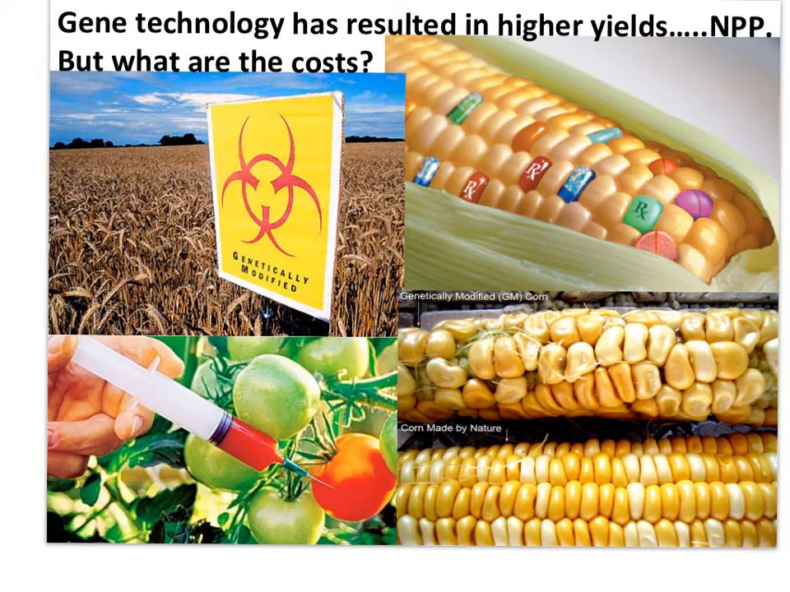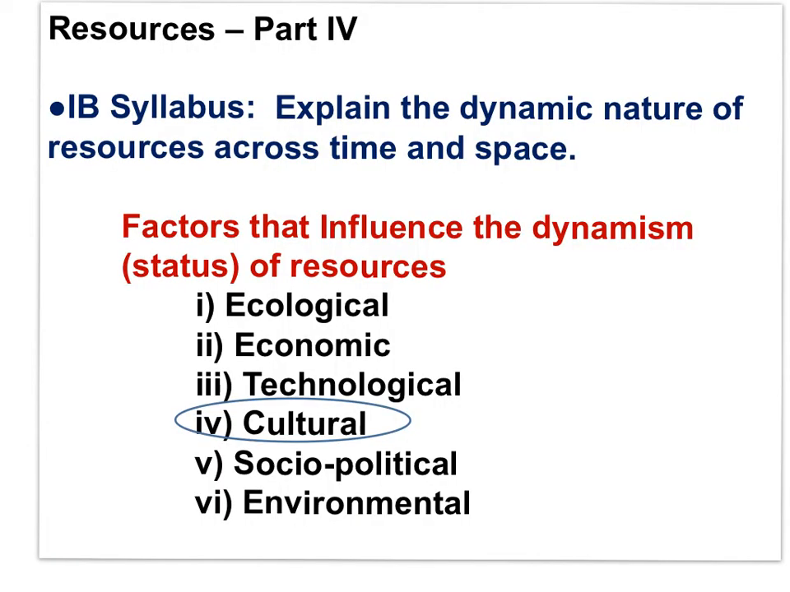And lastly, as we look at the impact of technology on the status of resources, consider gene technology. Many of the world's crops are now genetically modified, corn and soybean particularly. Gene technology has increased yields and has increased the price of food. As well, genetically modified foods, GMOs, have raised ethical concerns. Genetically modified foods have been accepted more in some cultures than others. And that brings us to take a look at how culture influences the status of resources.